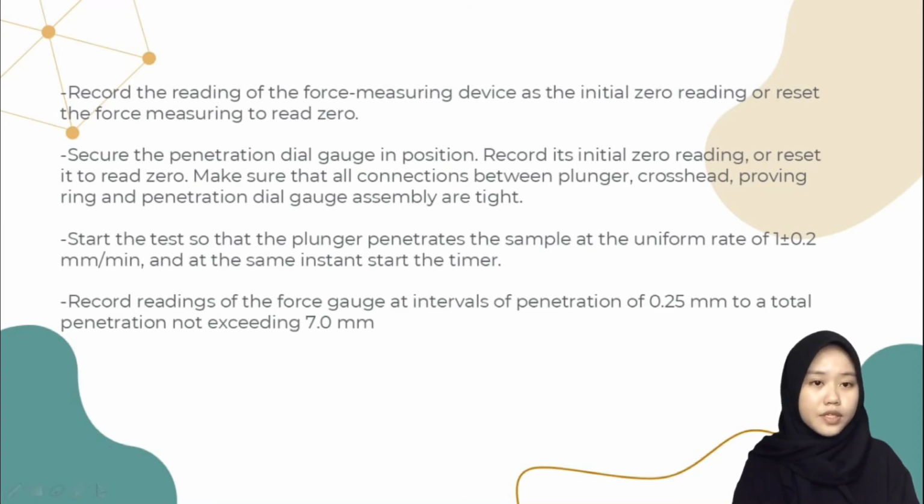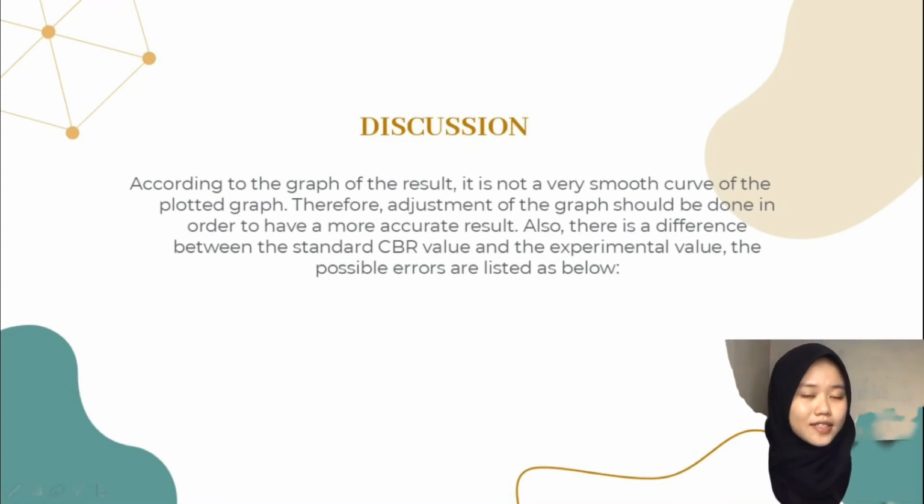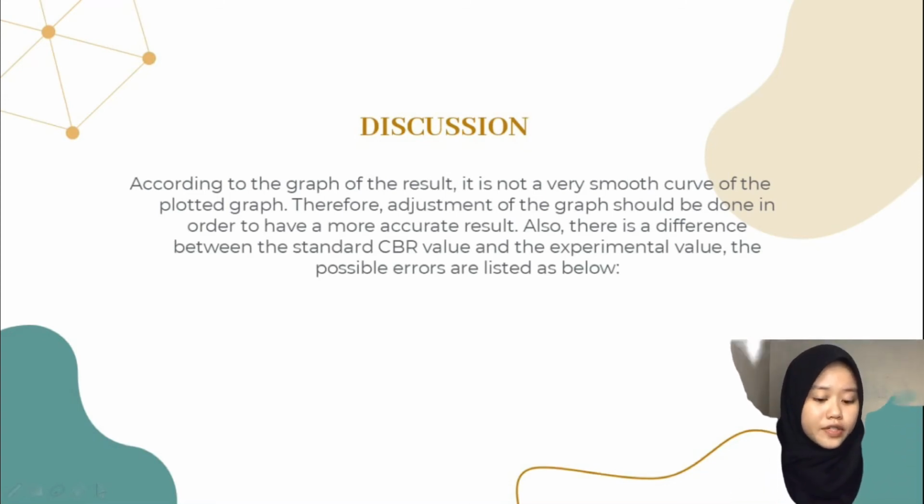So the discussion about this presentation is, according to this graph result, it is not a very smooth curve of the plotted graph. Therefore, adjustment of the graph should be done in order to have a more accurate result. Also, there is a difference between the standard CBR value and the experimental value. The possible errors are listed as below. So, my friend Najiha will continue this discussion.